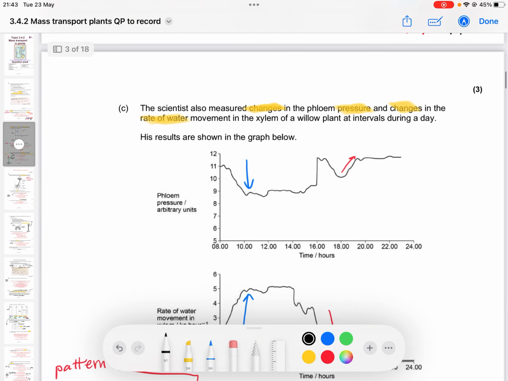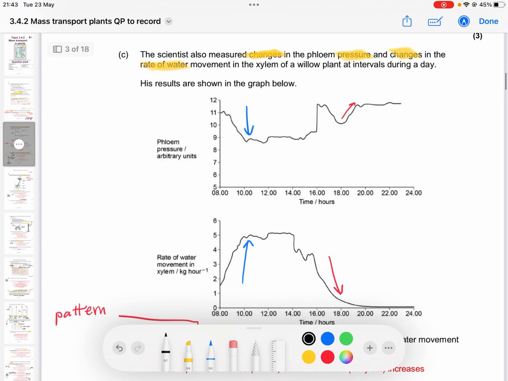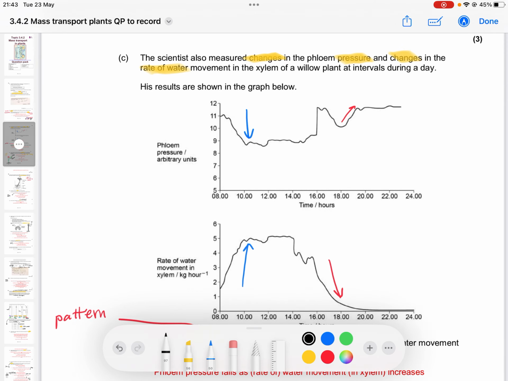Another question here requires you to look at the differences in the pressure and the changes in the water flow in the xylem. If we look quickly at the relationship and at some patterns, hopefully we can all notice that at around timing between 8 and 10, we can see that the pressure in the phloem has decreased. However, quite the opposite, the water movement in the xylem has increased.